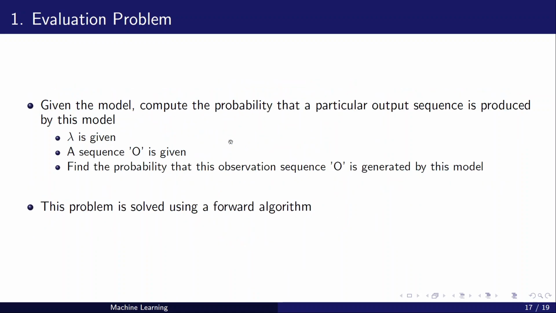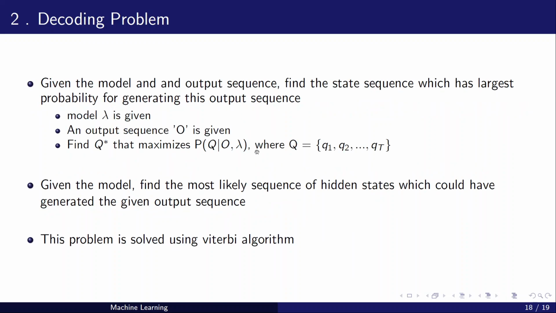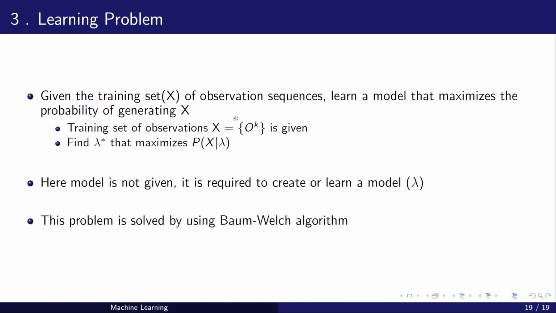So the first problem is called the evaluation problem. You are given lambda and an observation sequence. Find the probability that this observation sequence is generated by this model, that is, find all the sequences and the sum of the probabilities. In the decoding problem, find the most likely sequence of hidden states which could have generated this sequence. In the learning problem, only observation sequences are given, some number of them, which is called the training set, and from that you would like to learn the parameter lambda. In the next lecture we will take each of these problems separately and discuss them more. Thank you.